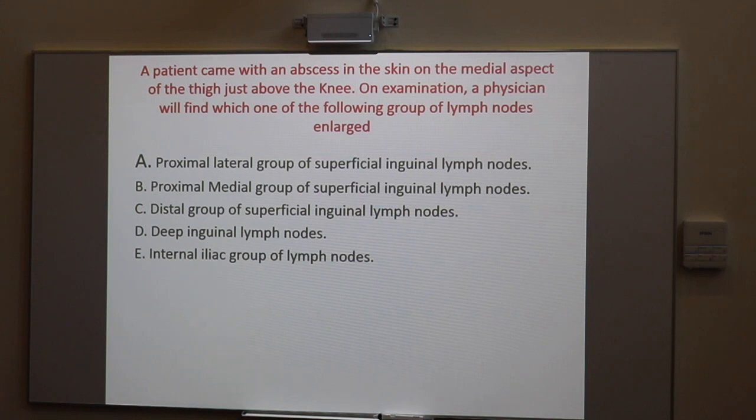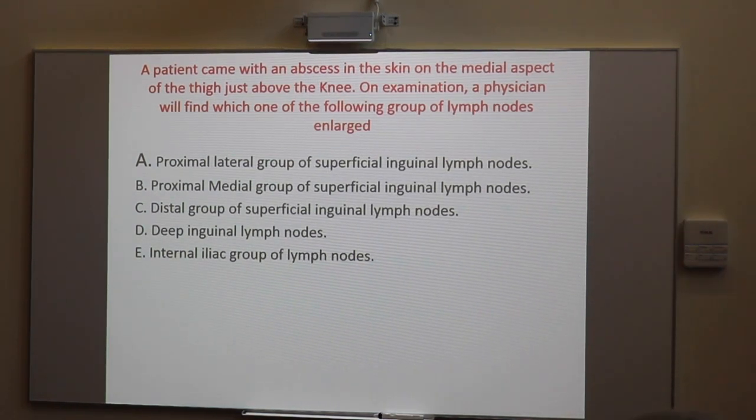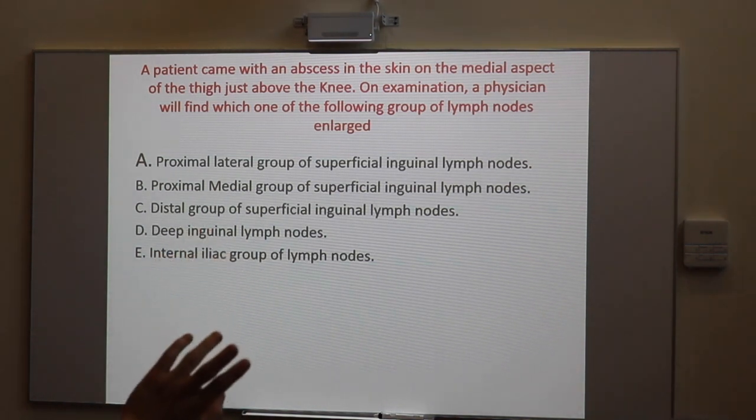Okay, can somebody read this question for me? You at the back. A patient came with an abscess in the skin on the medial aspect of the thigh, just above the knee. On examination, a physician will find which one of the following groups of lymph nodes enlarged: A. Proximal lateral group of superficial inguinal lymph nodes. B. Proximal medial group of superficial inguinal lymph nodes. C. Distal group of superficial inguinal lymph nodes. D. Deep inguinal lymph nodes. And E. Internal iliac group of lymph nodes. It's C. Yeah.